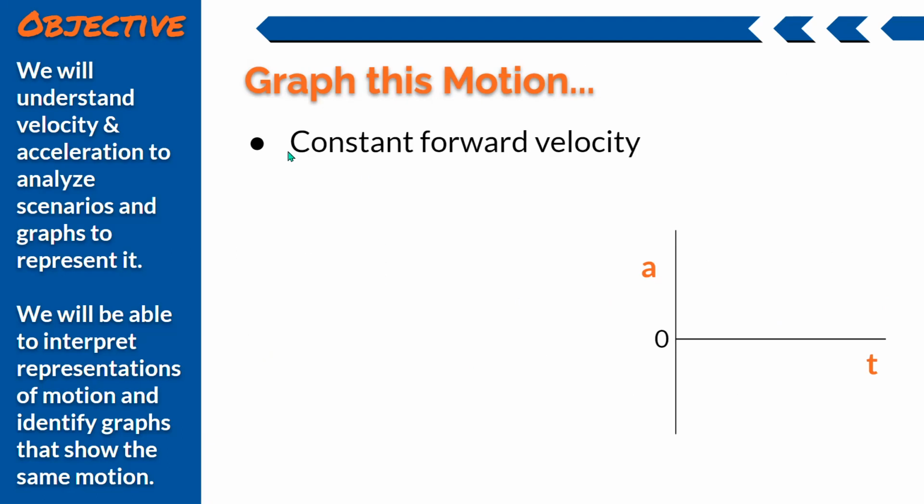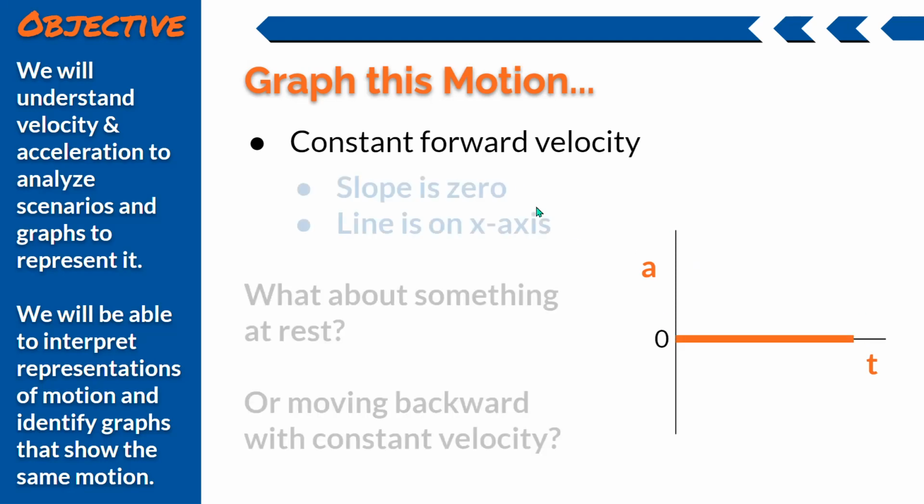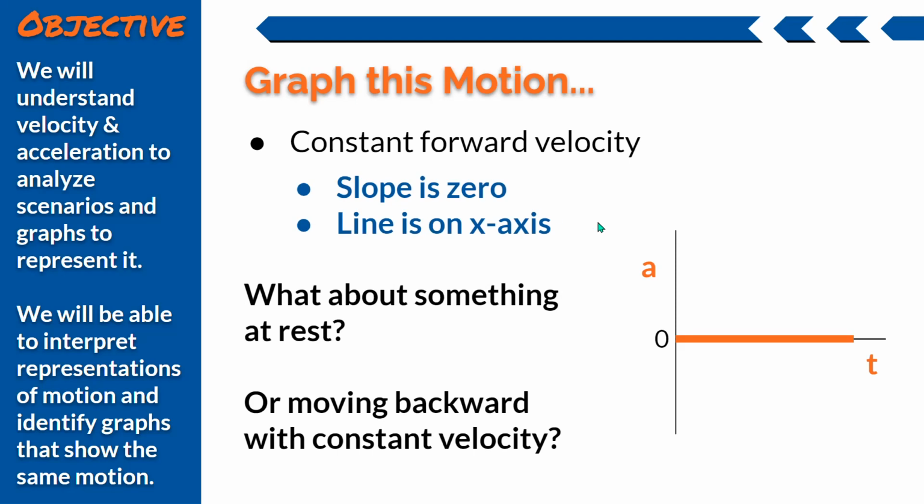If I wanted to show constant forward velocity on an AT graph, my acceleration would be 0 because it's constant forward velocity. Slope is 0, line is on the x-axis. What if I wanted to show something at rest? You guys just told me it's also 0. Guess what? This is the same graph that you would draw for something at rest or for something with constant backward velocity.